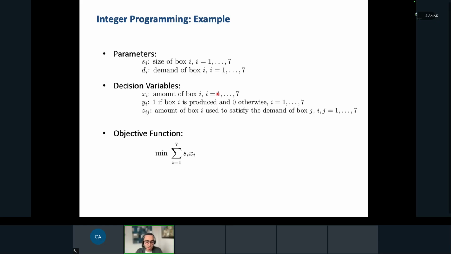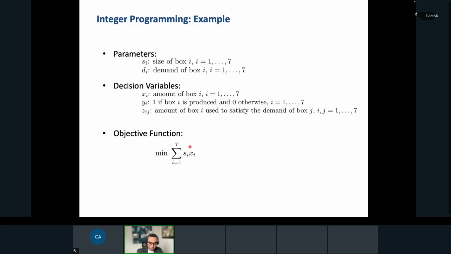Now the objective function is the total cost that we have. The total cost here, the first part is the variable cost of producing these boxes, xi. How many of each of these box i's should be produced? si is the size or the cost as well. So it is summation of si's multiplied by xi's.